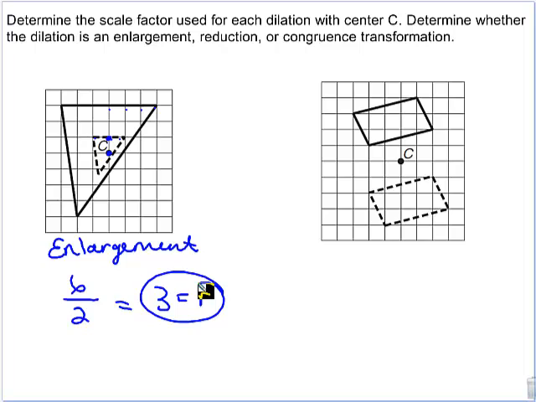All right, so here for the second one, is it an enlargement, reduction, or congruence transformation? This is a congruence transformation. They are completely identical to one another. They're just in a different spot. So for a congruence transformation, we know the absolute value of R is equal to 1.